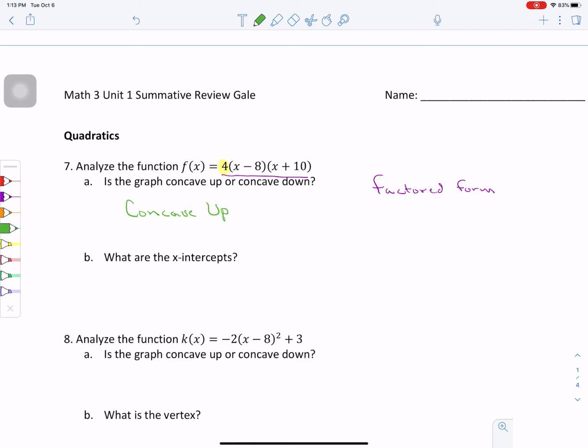And the x-intercepts are going to be the numbers that are inside these parentheses. And remember, when you take them out of the parentheses, they become their opposite. So the first x-intercept is going to be 8, 0. And the second x-intercept is going to be negative 10, 0. Remember, the x-intercepts are where this graph will hit or cross over the x-axis.